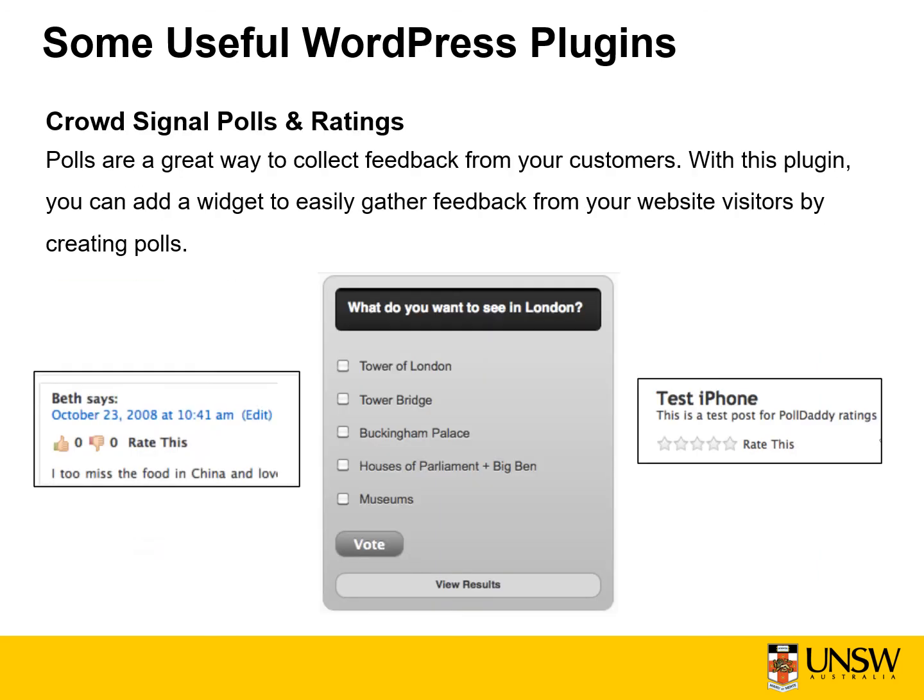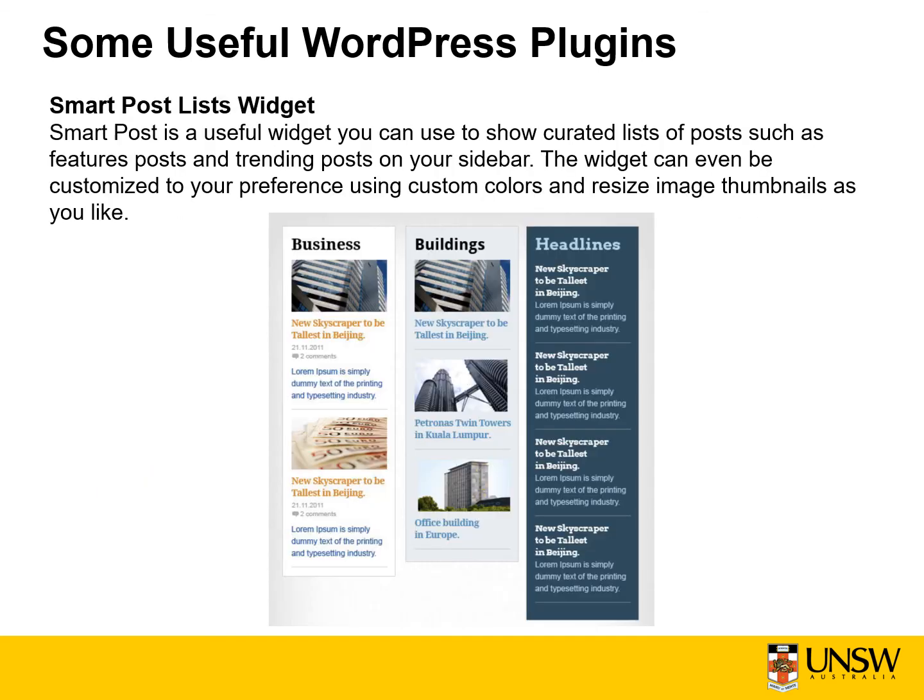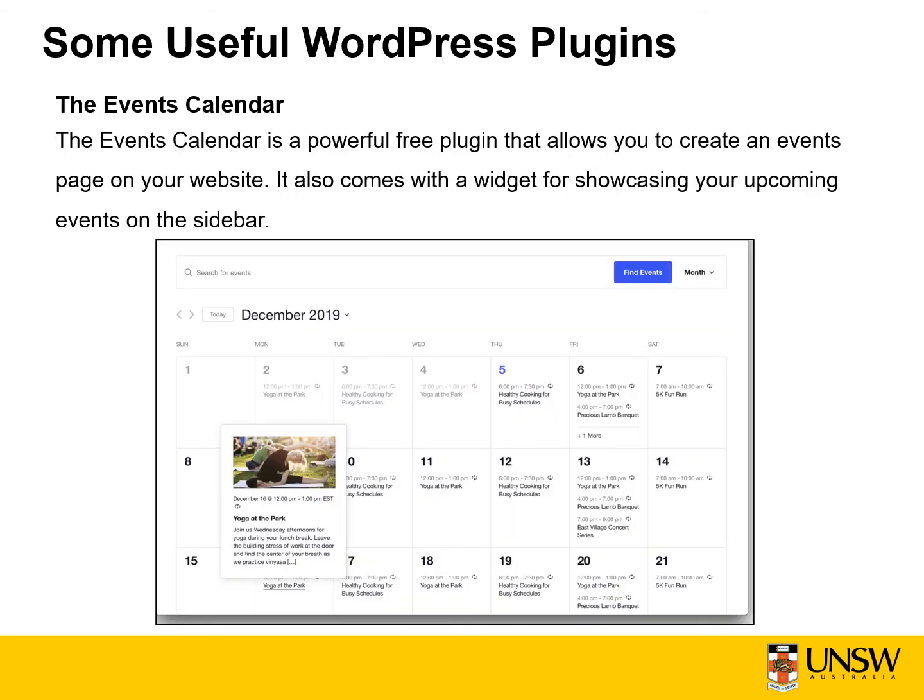Crowd Signal is another useful plugin for e-commerce websites to add a widget to collect feedback from the customers. Smart Post plugin can be used to add a news widget or to show latest forum posts. For example, if you designed a website for your company, this plugin can be used to show the project's updates. Events Calendar is a free plugin that allows you to create a calendar page on your website that can be used to show different events on calendar.